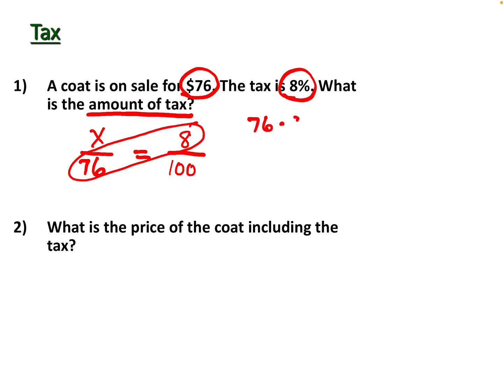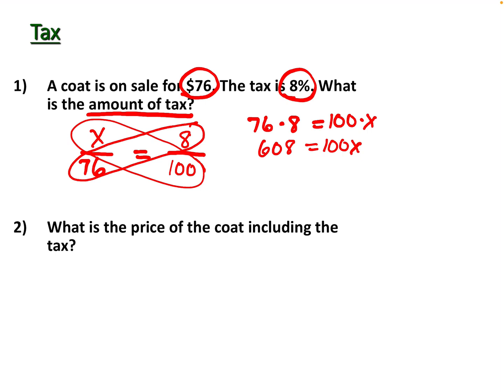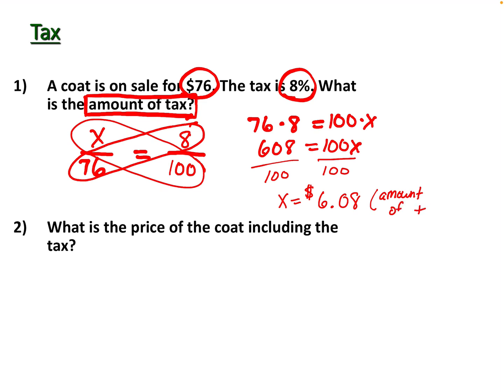So we're going to do 76 times 8, which gives you 608. Then we're going to do 100 times x, and that gives you 100x. Then we'll divide each side by 100, and we get x equals 6.08. So what does that mean? That is dollars, so that is actually $6.08. So the amount of tax that needs to be added on to the price is $6.08. Okay, so this is the amount of tax.